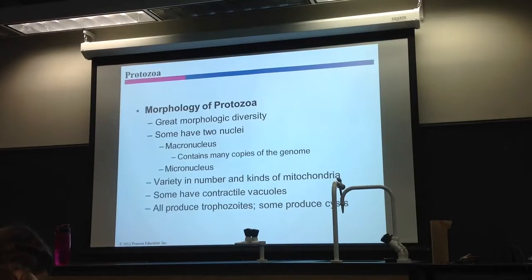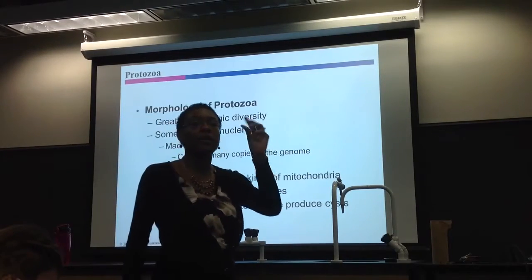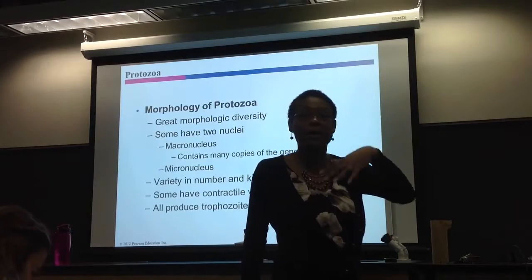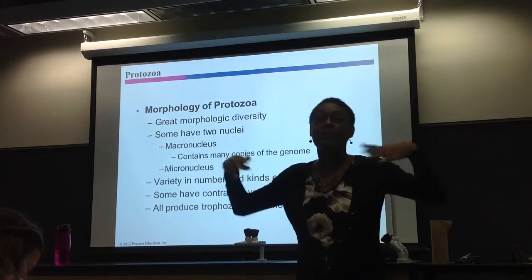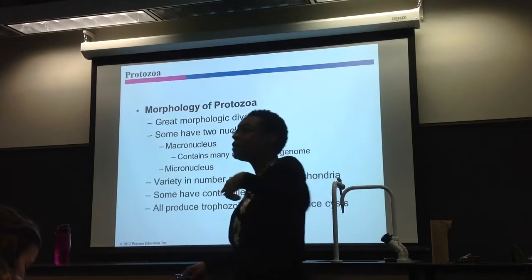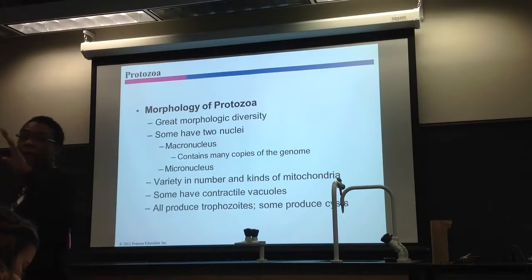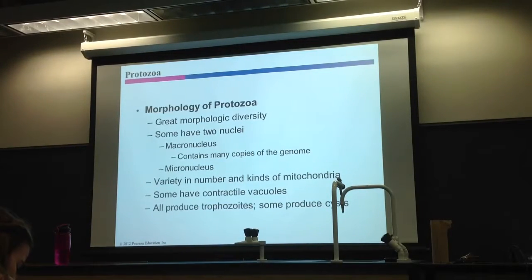Now let's talk about their morphology. They have many different shapes, so very diverse. Some have two nuclei, so you have a cell that has two nuclei. Sometimes the nuclei are not exactly the same: one is really big and one is really small. The big nucleus is the macronucleus. Usually the macronucleus is the one in charge. Like the regular nucleus, it maintains everything: metabolism, cell division, and so on. It maintains the cell's activities.